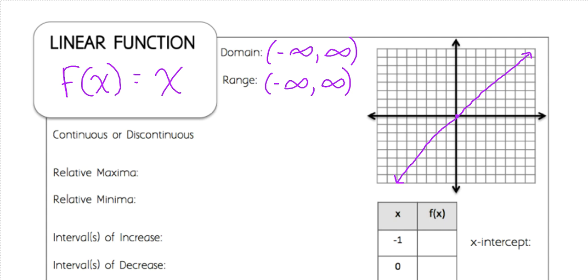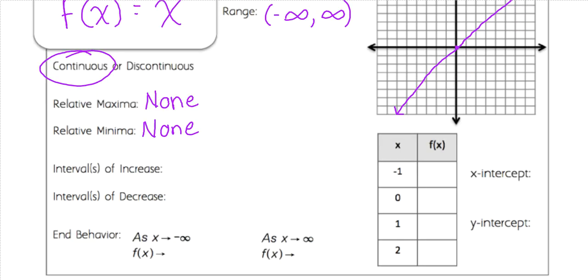When we look at that graph, we can see that it has no breaks, so it is continuous. And then this one's an interesting one because it goes on forever up and down, so it has no relative max. There's no high point. It just keeps going and going forever. So we just say there is none. Same thing for the minimum. It goes down forever, so it never stops getting smaller or lower.